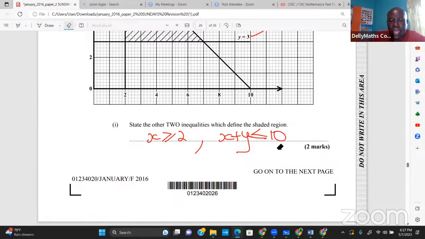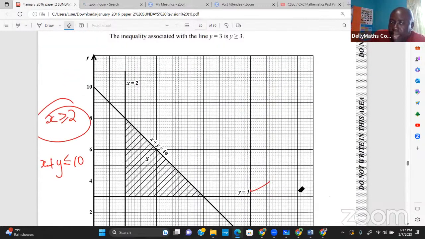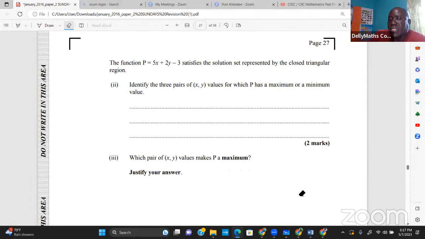All right, let's continue working. Next question. It says the function P equals 5x plus 2y minus 3 satisfies the solution set represented by the closed triangle. See the triangle shaded there? That's the solution. Now it says identify the three pairs of x and y coordinates they're referring to from the vertices of the triangle, for which P has a maximum or a minimum value.